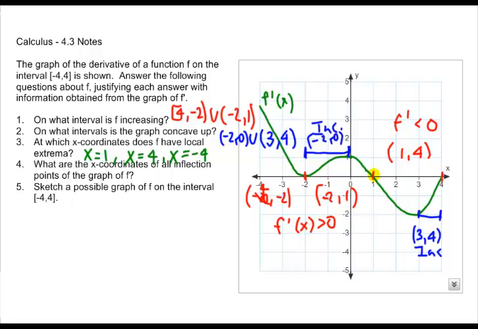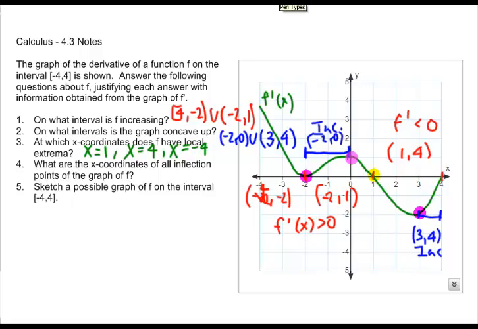Part D then. What are the x-coordinates of all inflection points of the graph of f? In other words, where the graph changes from concave up to concave down. And so then what we want to look for is the places where the derivative has maximums or minimums. Where you have maximums or minimums, that's where you have concavity changing. And so when you look for maxes and minimums, you're looking at -2, 0, and 3.